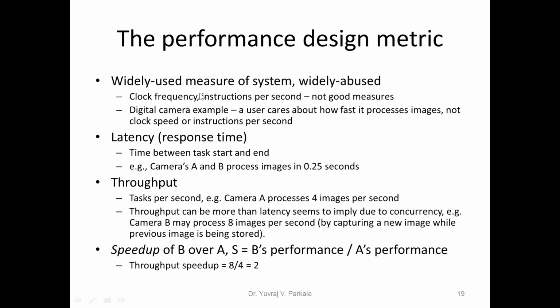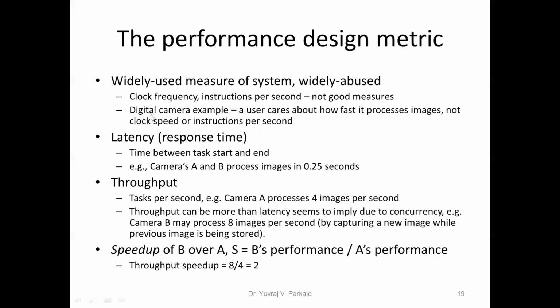Another measure is called instructions per second, that is, how many instructions are executed per second. That is what we have seen in RISC and CISC architecture, where mega instructions are executed per second. That is the advantage of RISC and CISC architecture. But these are not good measures of performance. You cannot use these measures to measure the performance of your system.